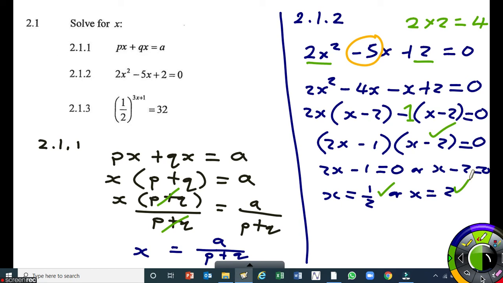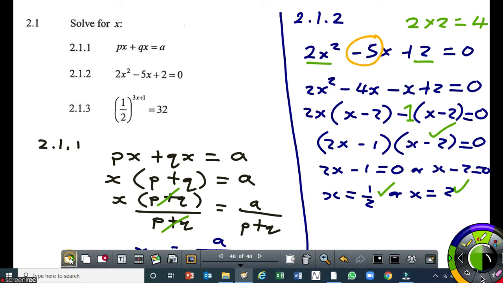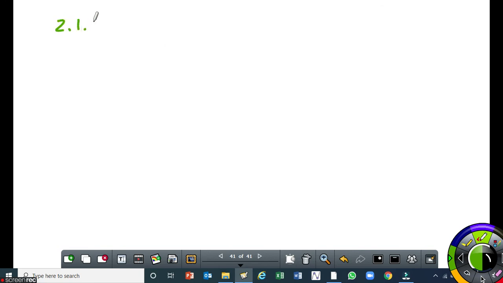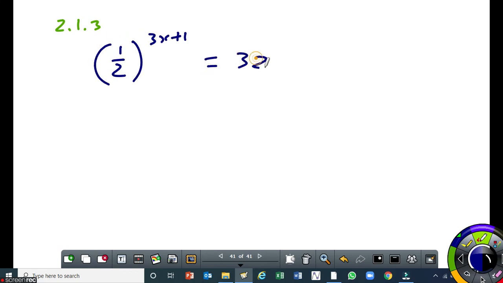Right, then 2.1.3, it's an exponential equation. I didn't want to do it, but let's do it because we did exponents. Okay, so let's move on to the next page. So we have got 2.1.3. We have got (a half) raised to the power of (3x plus 1) equal to 32. Okay, again here, no need for an increase in heartbeat because you saw that, right? The half can be converted to a base of 2, which is the same as 2 to the power of minus 1, raised to the power of (3x plus 1).